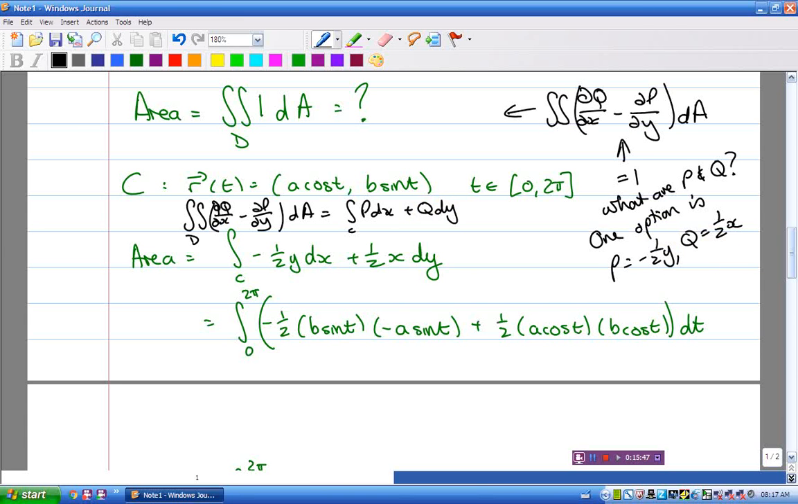Question? Is there any particular way that we have to choose P and Q in relation to each other? Or can I literally just choose anything for P and anything for Q? They don't have to have any kind of relationship. You can choose anything you want for P and Q as long as they fit that dQ/dx minus dP/dy equals 1. Okay. That's the only constraint on P and Q. So you really can choose anything.